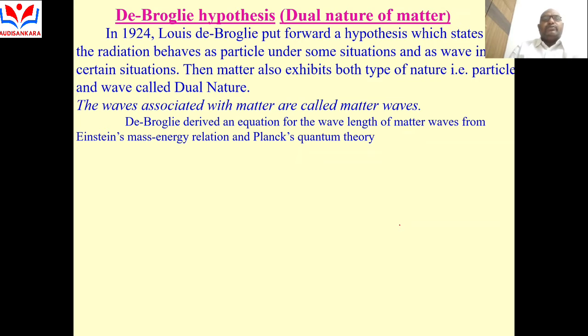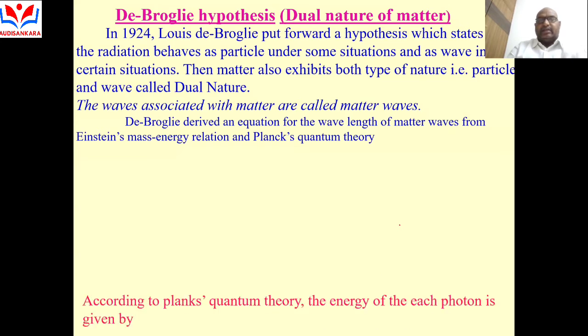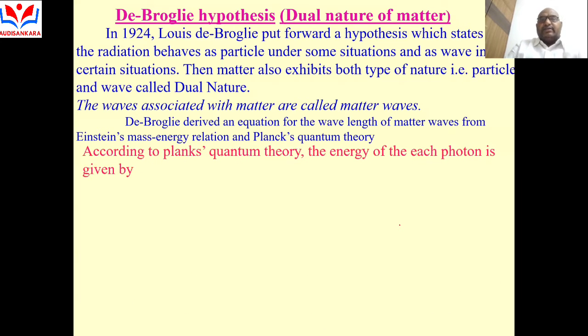The wave associated with a moving particle is called de Broglie's wave or matter wave. De Broglie derived an equation for the wavelength of matter waves from Einstein's mass-energy relation and Planck's radiation theory. According to Planck's radiation theory, the energy of each photon is given by E is equal to h nu. This is equation 1.